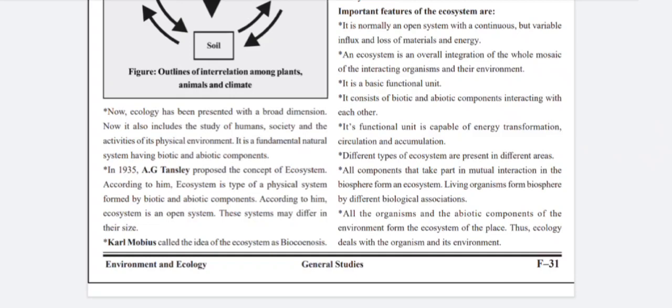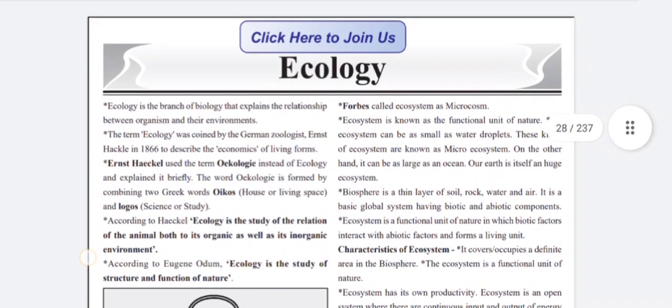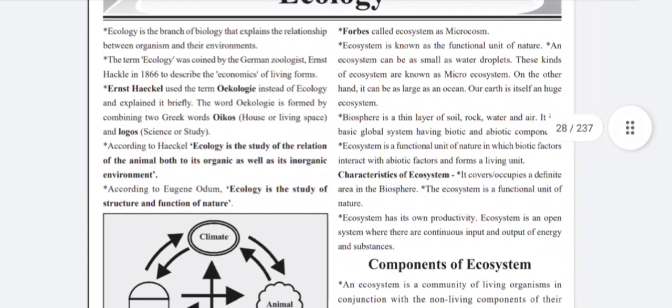Karl Möbius called the idea of the ecosystem biocoenosis. Forbes called the ecosystem a microcosm. The ecosystem is known as the functional unit of nature. An ecosystem can be as small as a water droplet. These kinds of ecosystems are known as microecosystems. On the other hand, it can be as large as the ocean. Our Earth is itself a huge ecosystem.